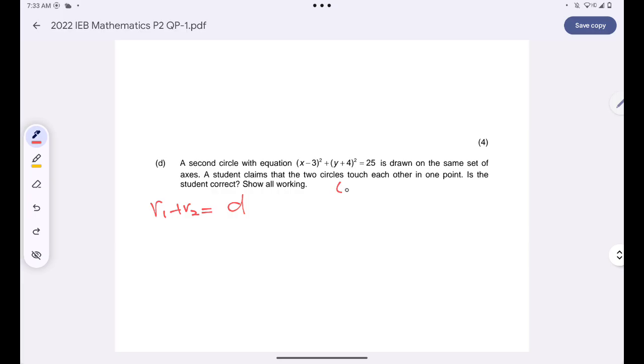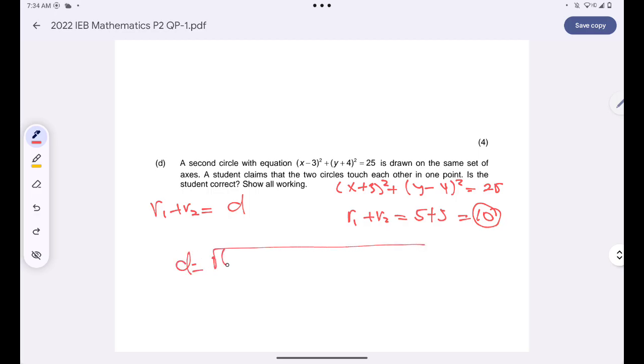The other circle was given as x plus 3 all squared plus y minus 4 all squared is equal to 25. So I can therefore conclude that R1 plus R2 is simply 5 plus 5, which is just 10 units. Okay, if we can find the distance apart from their centers to be equal to 10, therefore the two circles touch. Okay, so the distance, I'll obviously say x2 minus x1 all squared plus y2 minus y1 all squared, right?